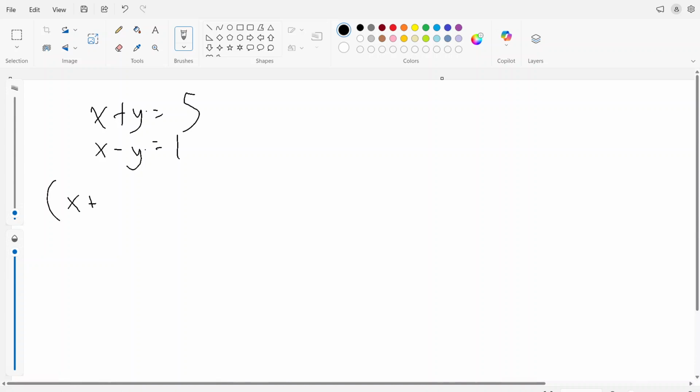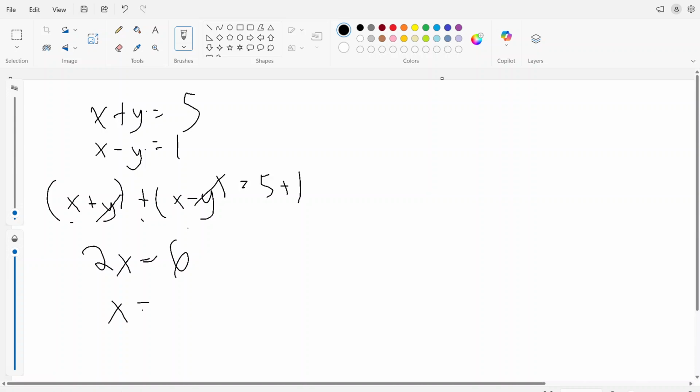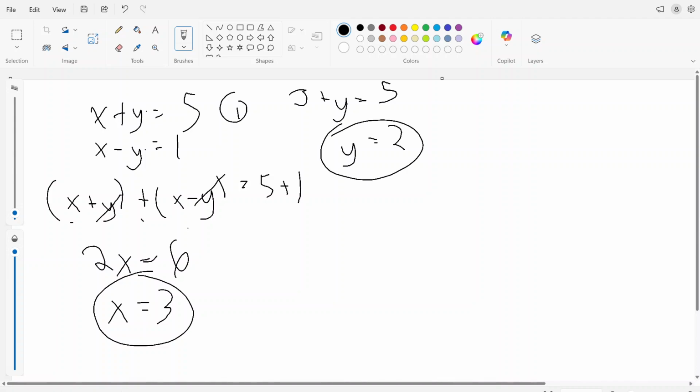So when we add the two equations, we have x plus y plus x minus y equals 5 plus 1 after adding them. So you can see that the y's will cancel out because y minus y is 0. We have x plus x, which is 2x, and then our right-hand side is 6. Now x equals 3. Now because x equals 3, we can substitute it back into our first equation, or second, up to you. So we have 3 plus y equals 5. Now y equals 2. So our answer is x equals 3 and y equals 2.